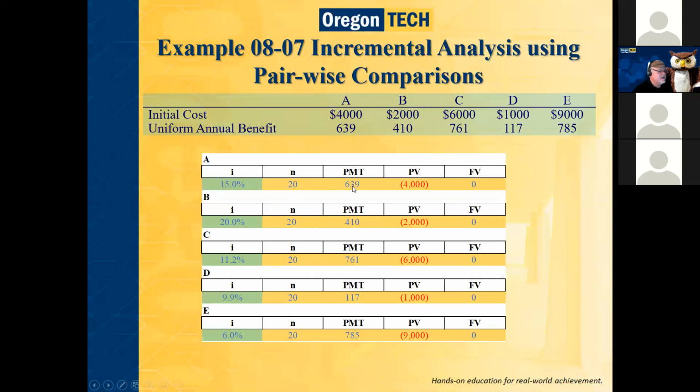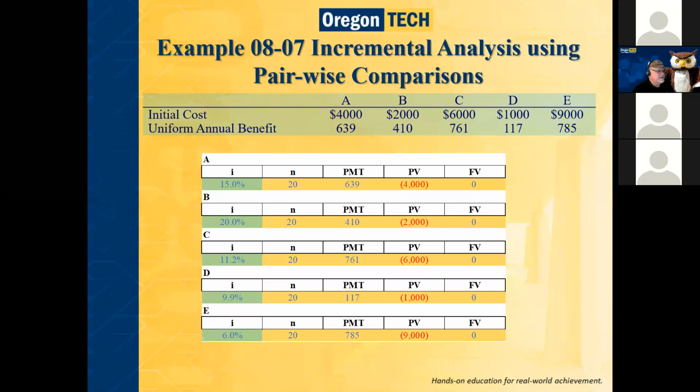Everyone sees 20. How do we know this payment is 639? Because they give it to us right there on A. Initial cost of 4,000, negative 4,000, payment over 20 years. It's got a rate of return of 15%. Now, they have a reason for going through this bypassing, incremental analysis example: to teach you the technique. So I kind of short-circuit it my way and say, okay, let's just start off by asking, what's the internal rate of return on each one?